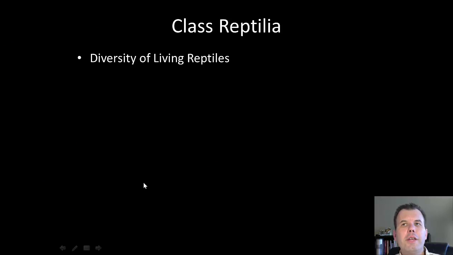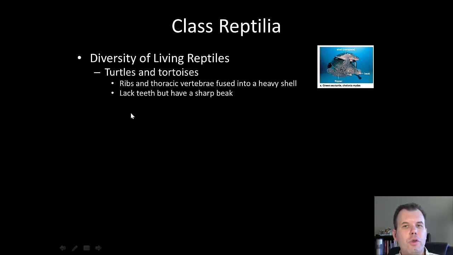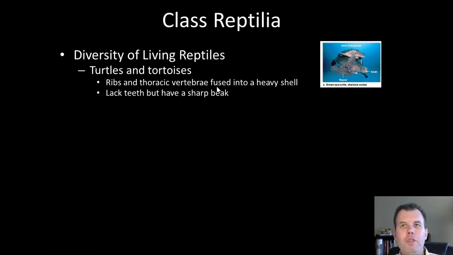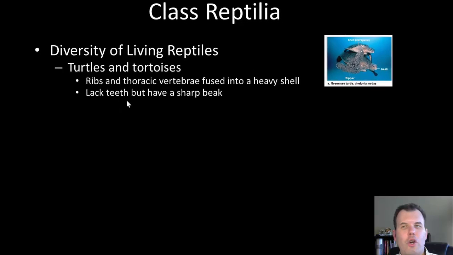All right, so the next group is the reptiles. So let's take a look at the reptiles. This includes the turtles and the tortoises. Again, ribs and thoracic vertebrae fused to the heavy shell. They lack teeth but have a sharp beak.